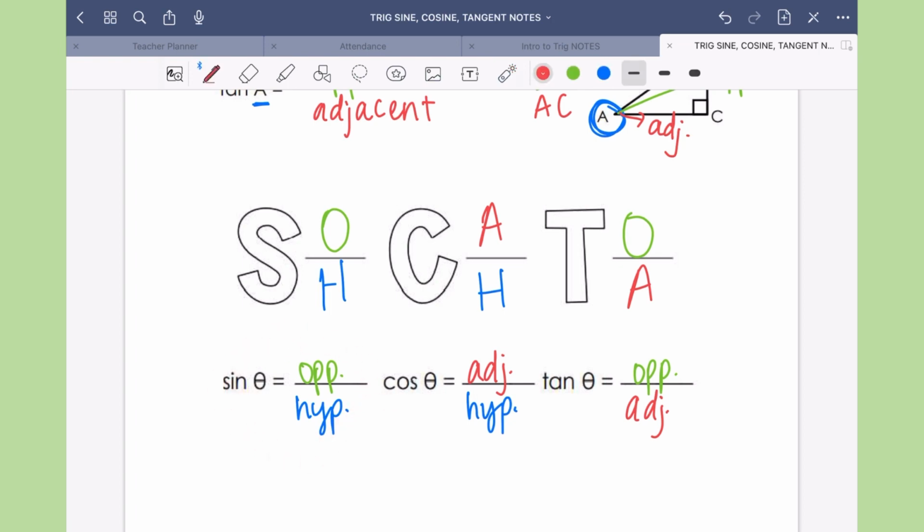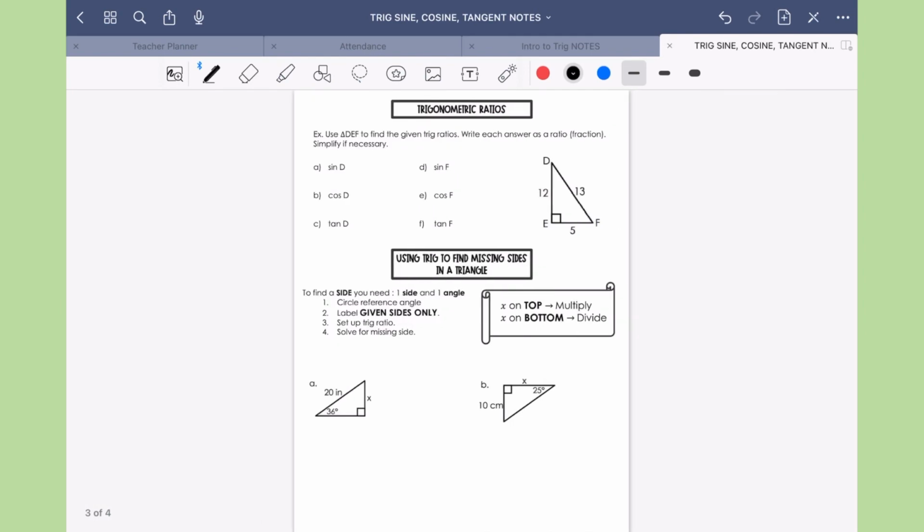A key thing you need to remember: do y'all remember what this is called? This is theta. Can't draw circles. Theta. And theta is your angle. That's what the theta is. That's your angle. So let's practice some more.